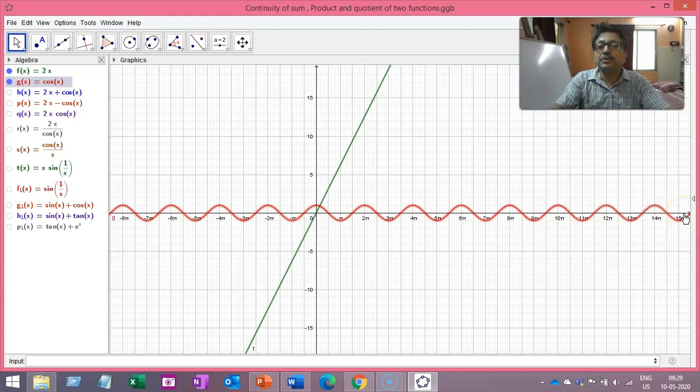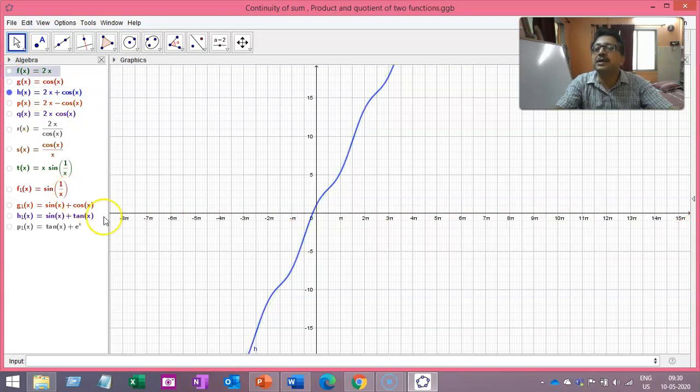Now I am going to show you that the sum of these two continuous functions will always be continuous. You can see I have set 2x plus cos x. Now I hide the previous two, which you remember. See, the graph has been drawn. It is stretched and not passing through the origin. But we are sure that it is continuous at every point on the number line. So there are two continuous functions, one of them 2x, the other cosine x, and their sum is also a continuous function.